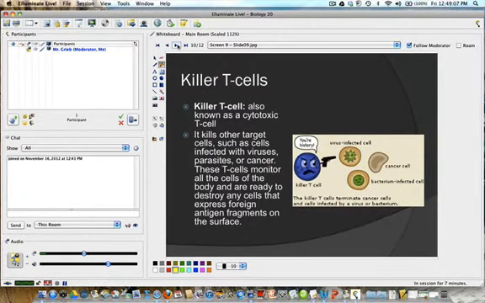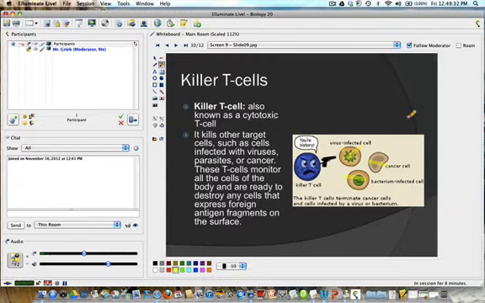Now, killer T cells, these are also known as cytotoxic T cells. They will kill other target cells, such as cells infected with viruses, parasites, or cancer. So any of those types of cells are going to be taken out. Bam! All of these things are going to be gone due to the killer T cells' action.